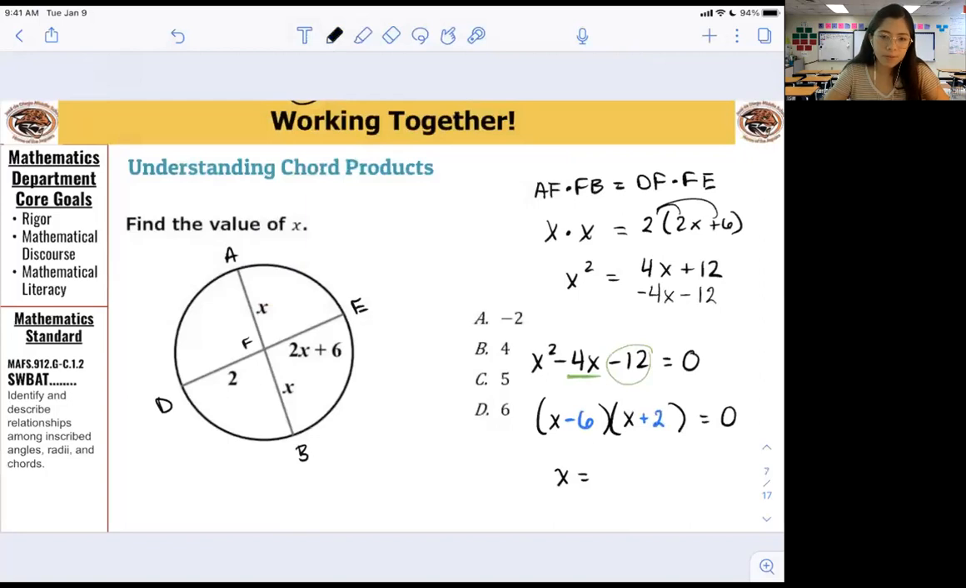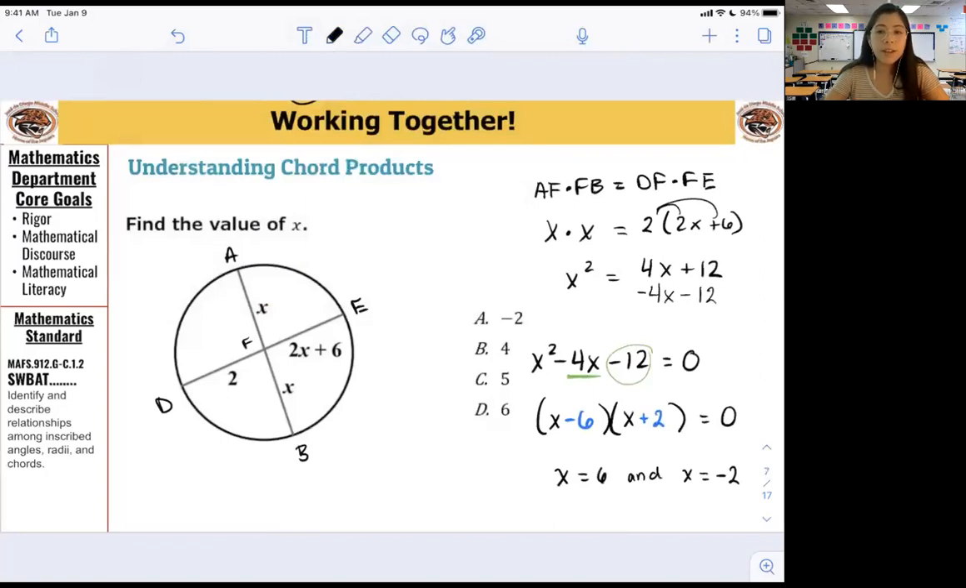It's the opposite of what we see. So what are my two solutions? +6 and -2. +6 and -2. Those are my two solutions.